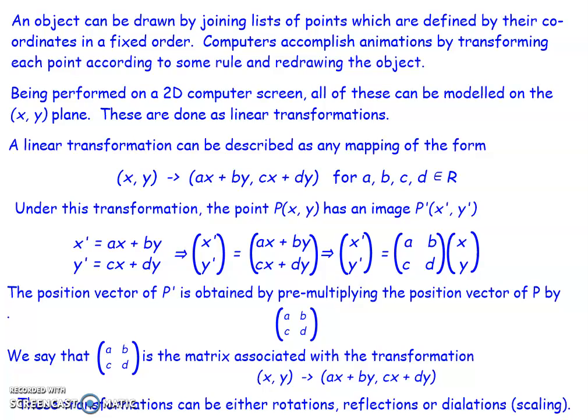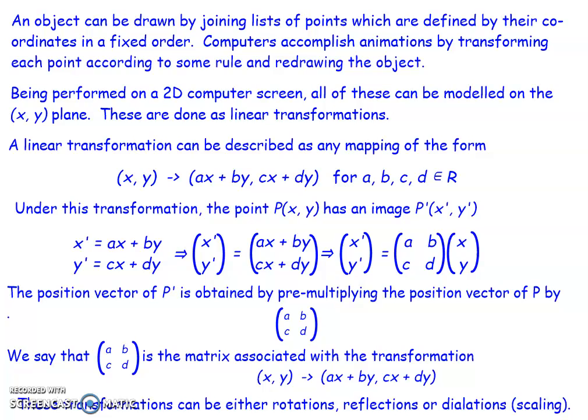Now, the basic premise comes from the fact that an object can be drawn by joining lists of points which are defined using coordinates in a fixed order. Computers accomplish animations by transforming each point according to some rule and redrawing the object. So the computer animations you see in films, movies, TV, etc., are based on this. They've got a set of points joined in a certain order, then they use computers, programs and matrix multiplication to move these objects even a tiny wee bit, rejoin the dots in that same order and get a new image. This helps form the full image that we're after and makes this transformation possible.